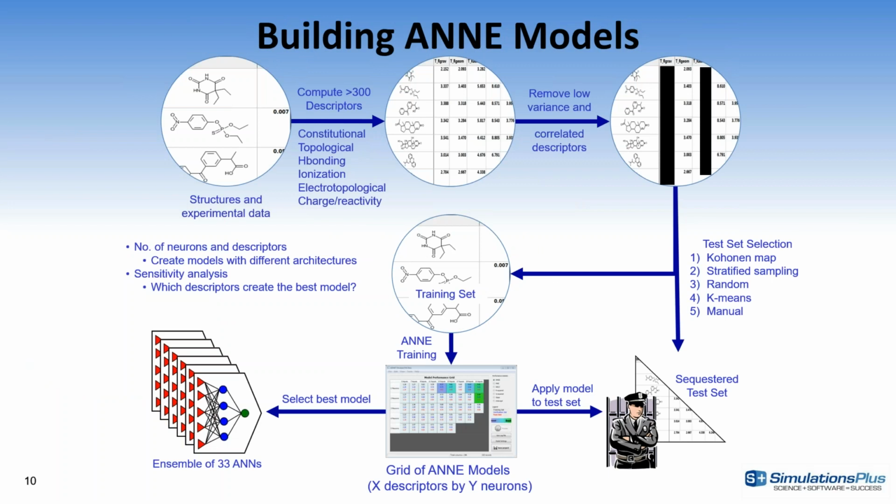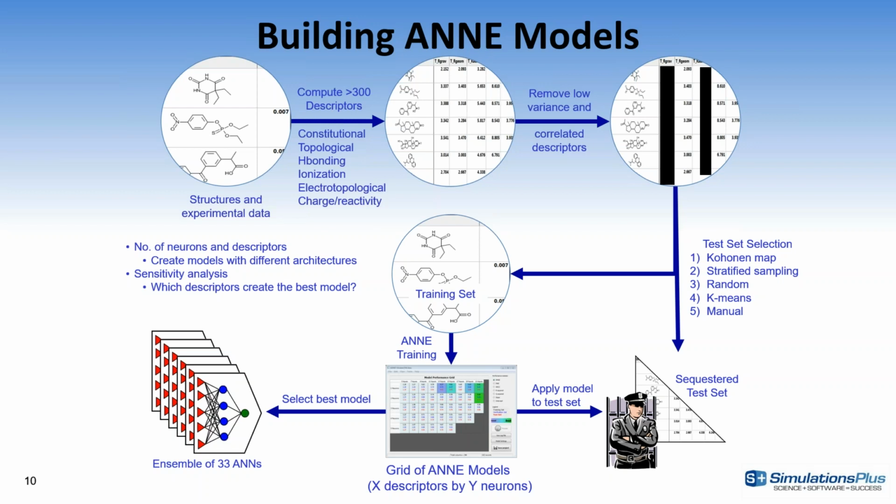This is just an overview of how we build our artificial neural network ensemble models. So we start with structures and data, and again, we go through a heavy curation process. The program automatically computes over 300 descriptors. Here's kind of how these would be subsetted into six different categories.